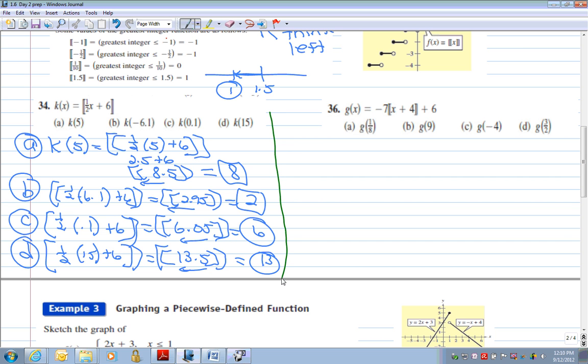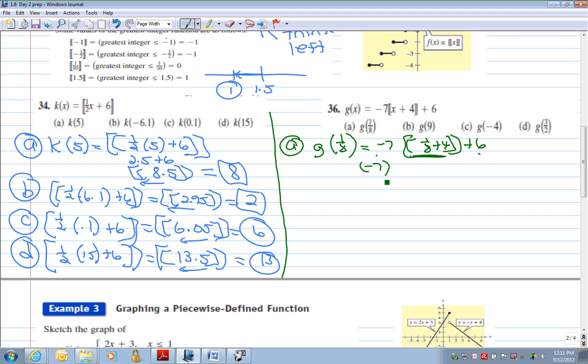All right, so now for A, we have G of 1/8. Now, we're going to plug that in for X. And we have -7 on the outside of our greatest integer function. We're going to have 1/8 plus 4 inside, and then plus 6. I'm going to take a little extra time, and then we'll go a little quicker on the other one so you understand. You do everything in here first and figure out what that value is before you multiply or add the 6 to it.